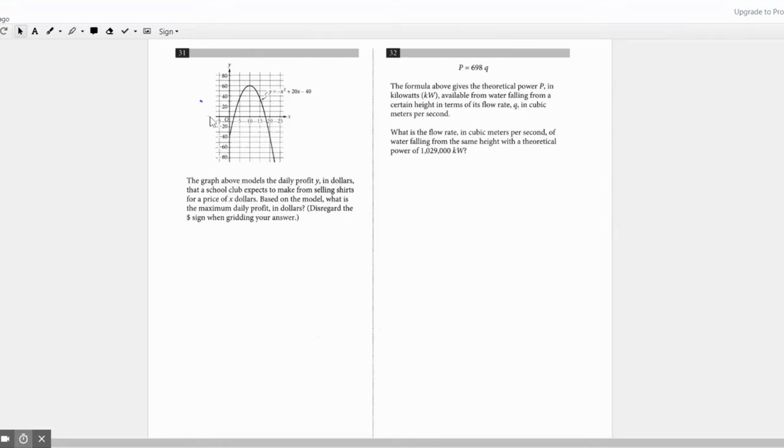Number 31. So we have a parabola and it's upside down, which is why we have a negative. And what are they asking about? Model's profit based on the model. What is the maximum daily profit in dollars?